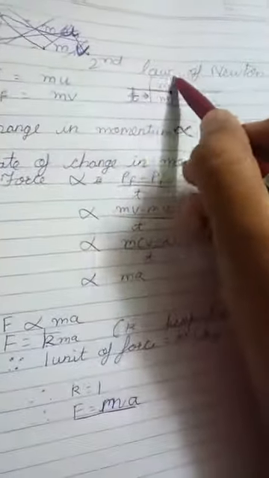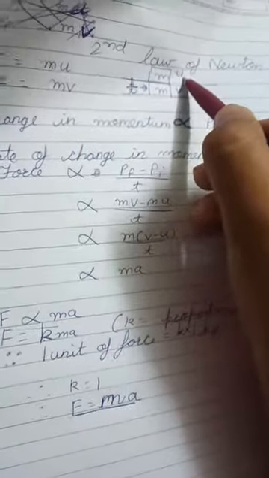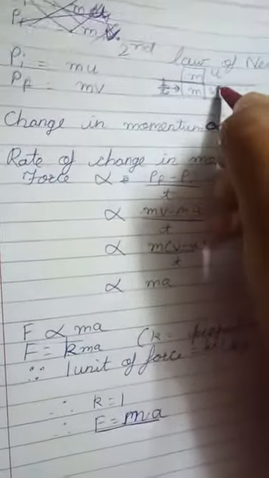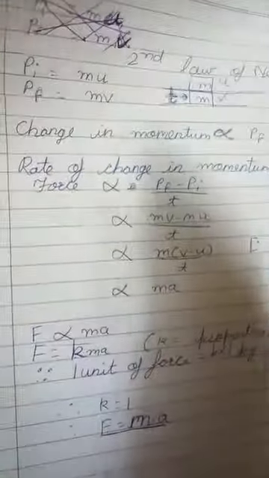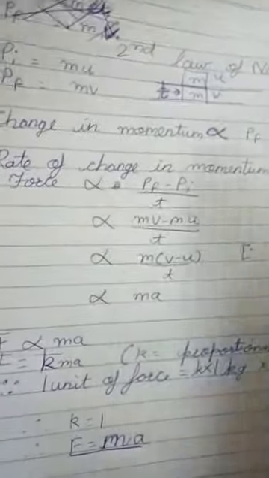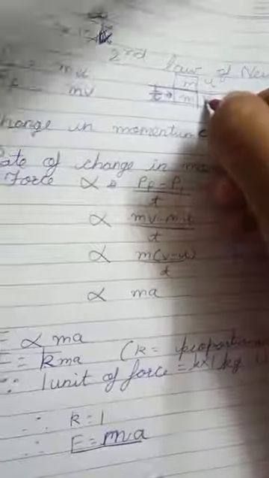So let's derive it. First of all, what is momentum? Momentum is the product of mass and velocity. So let's assume an object of mass m moving with initial velocity u, and it is uniformly accelerated in time t to velocity v. So we have final velocity v.